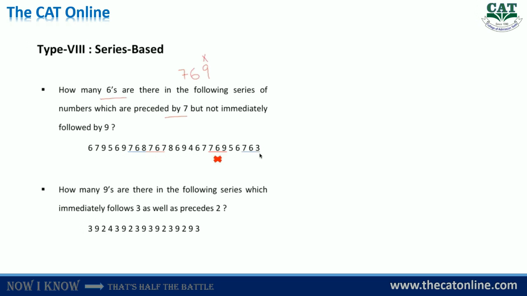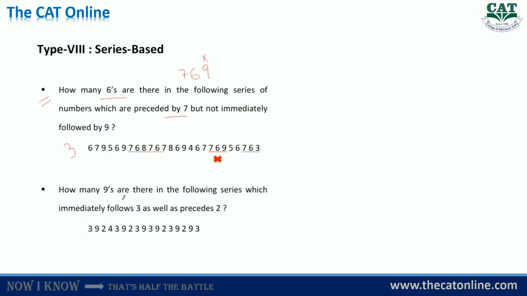And we have 763. So we have a possible 3. There are 3 sixes which are preceded by 7 and not followed by 9. So this is a very simple question. Make sure you do not get anxious or hurry up to do this question in an incorrect way.